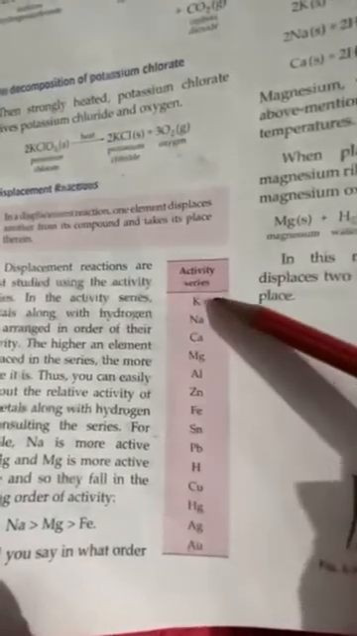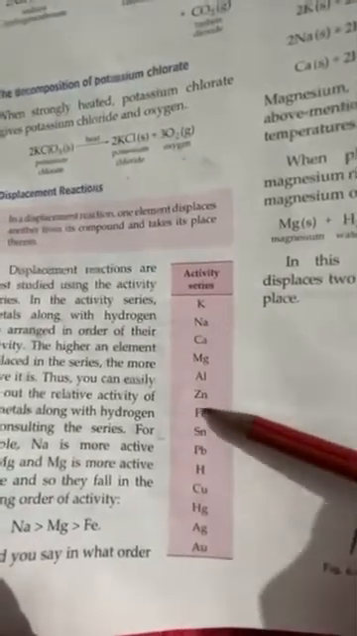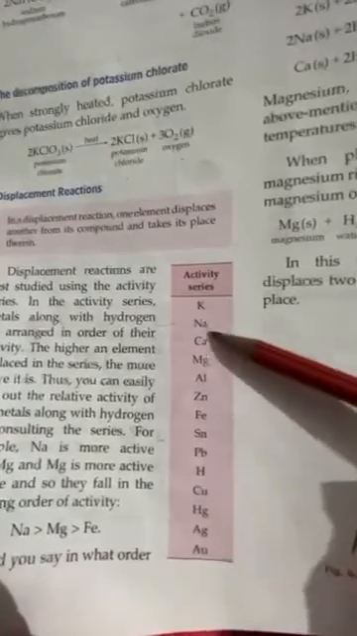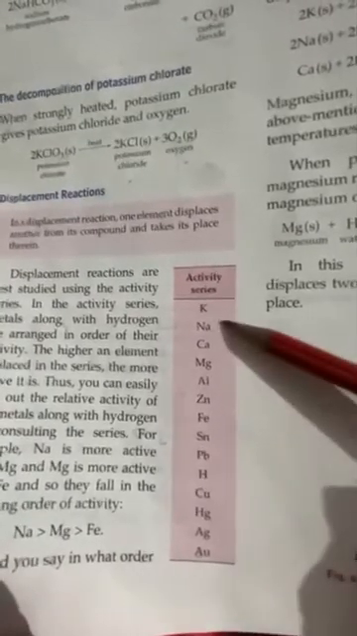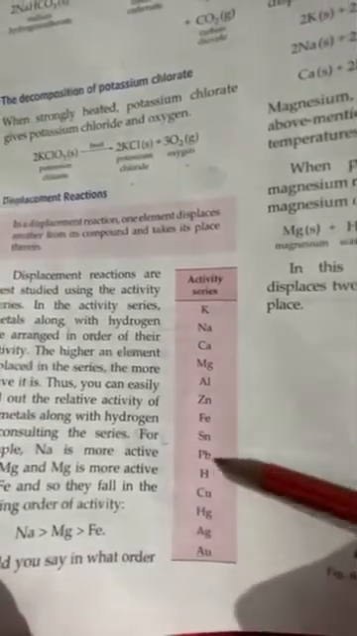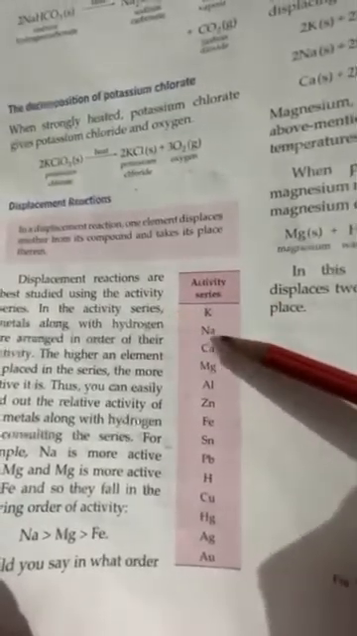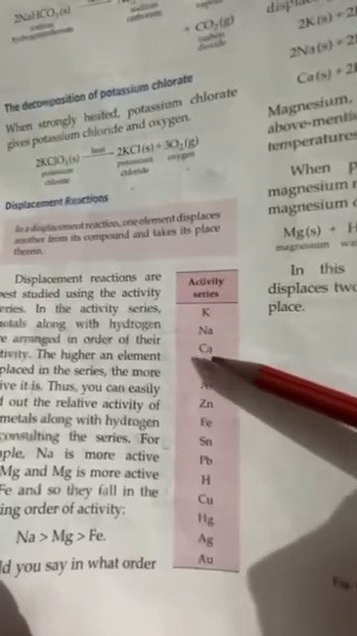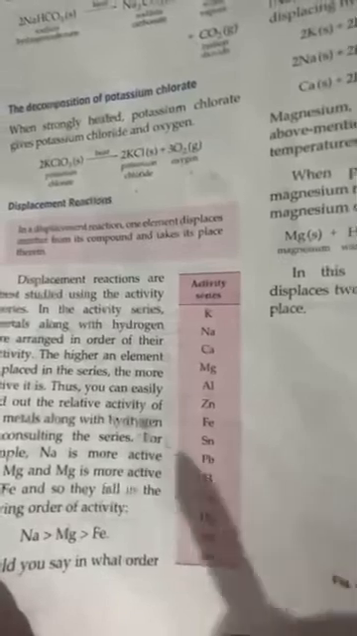The next type of reaction is known as displacement reaction. Before understanding this type of reaction, we will understand the activity series. Activity series is the arrangement of metals. These are the active metals, arranged in the decreasing order of their reactivity. It means potassium is more reactive than sodium. Sodium is more reactive than calcium. Calcium is more reactive than magnesium, and so on.